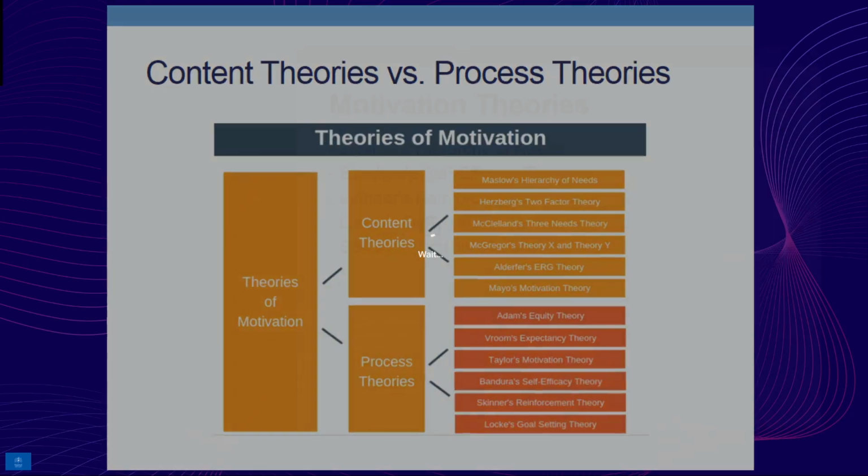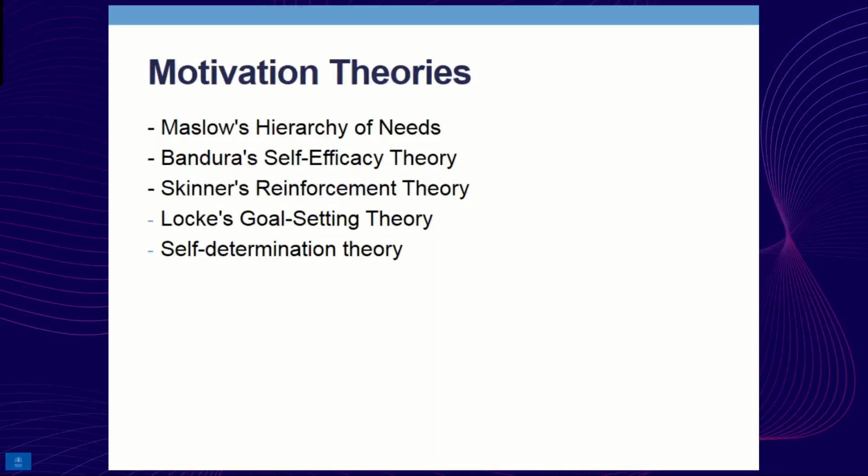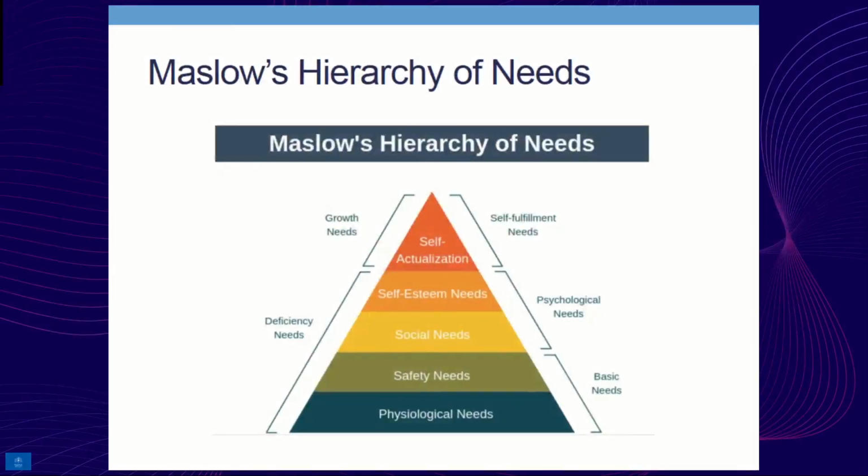So we will discuss not all of the theories, but a small part. And we'll start from Maslow's hierarchy of needs. It's also known as Maslow's theory of human motivation.